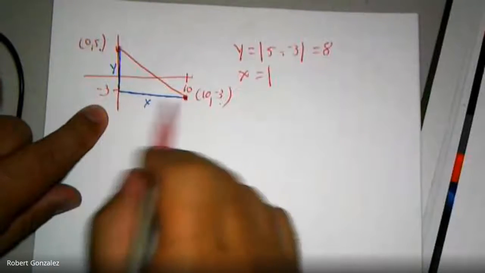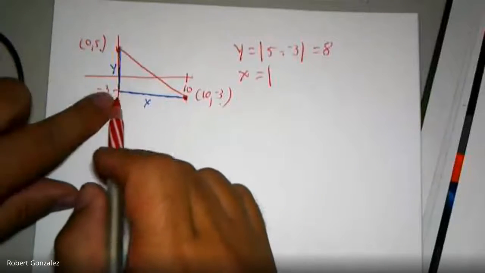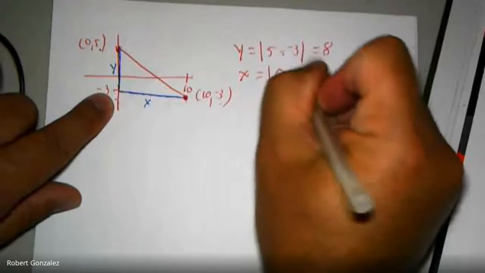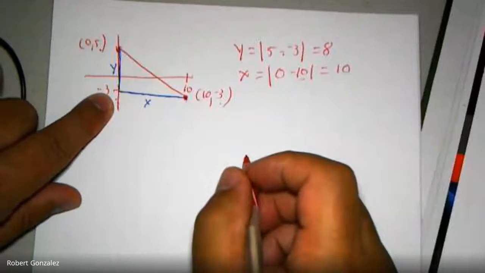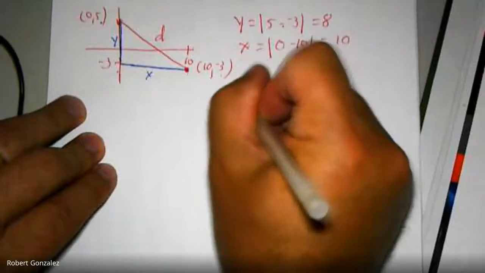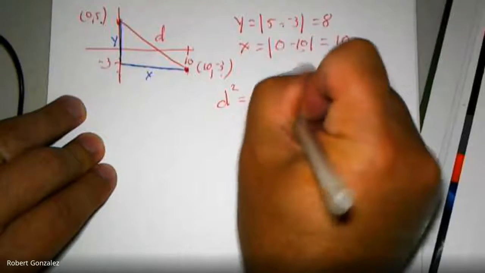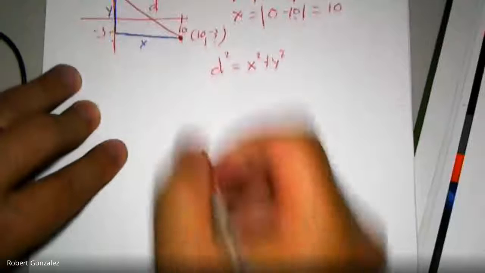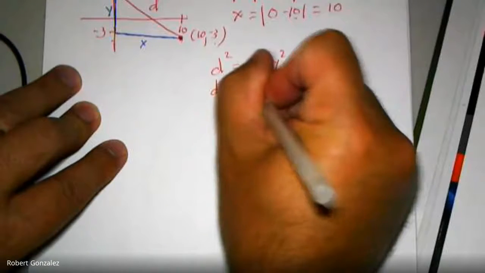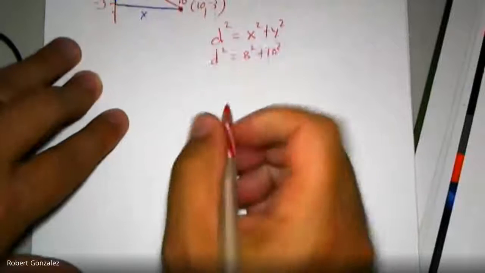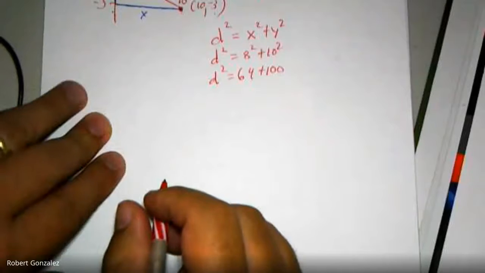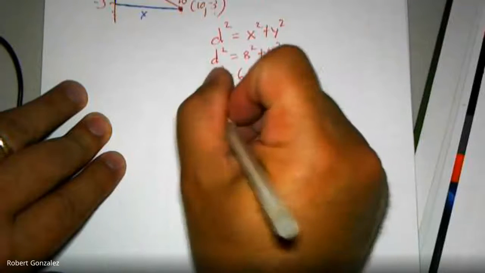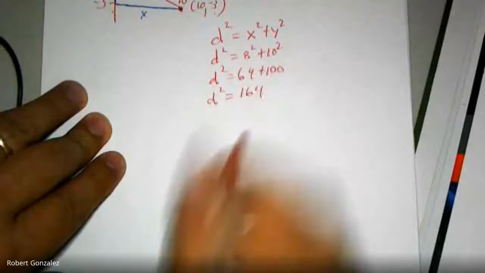How about x? X is going to be how far I ran. So I ran from 0 over to 10. It doesn't matter what order you subtract them in. We're still going to get a positive 10. And I'm going to call this hypotenuse d for distance. Well, the distance squared equals x squared plus y squared, as we learned from the Pythagorean theorem. Distance squared equals 8 squared plus 10 squared. Distance squared equals 64 plus 100. Distance squared equals 164.